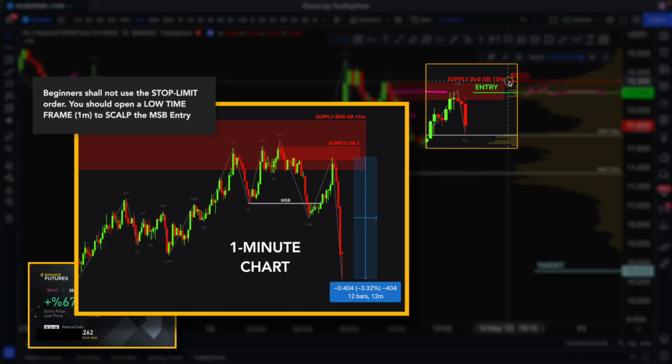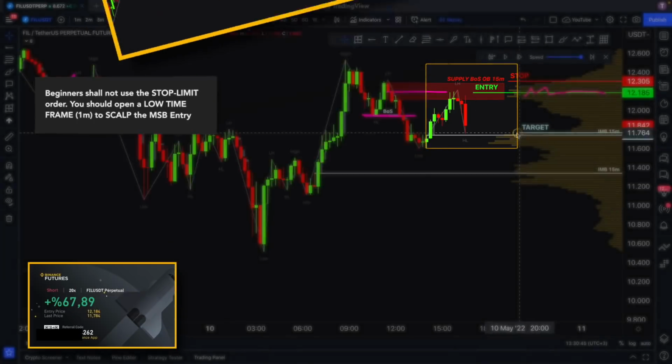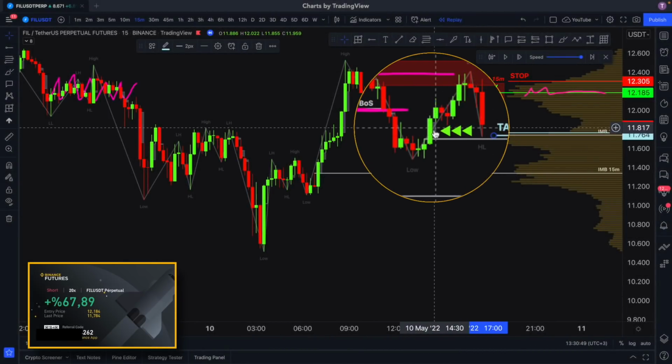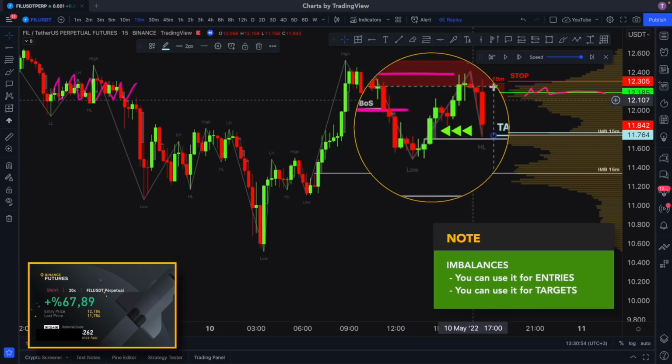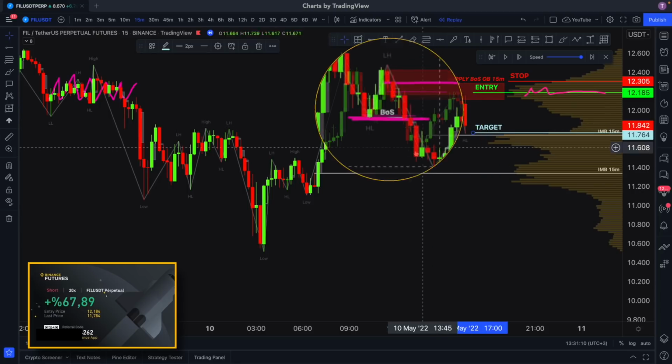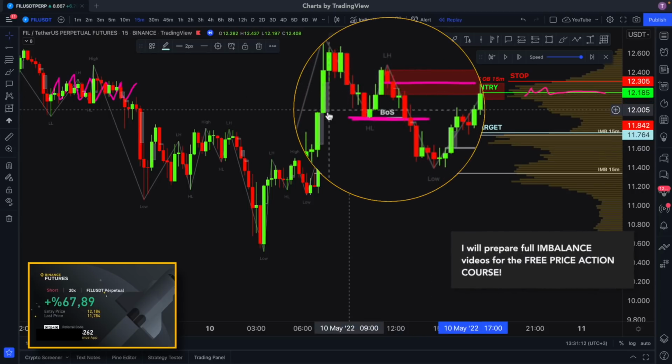So, what did I target here? Do you see this imbalance right here? Yes, this was my target. What do I always say? Price will always want to fill imbalances. Sometimes it will not be able to fill it, but it will attempt to fill it. I cannot express enough the importance of imbalances, so I will shoot an entire video about imbalances.